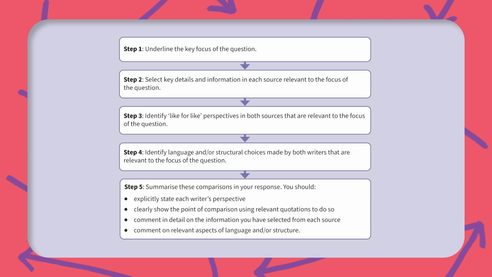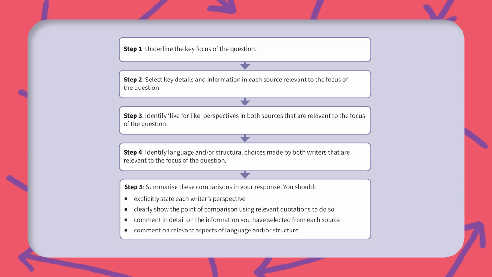Step 3, identify like-for-like perspectives in both sources. Make sure you're comparing sensible points. Step 4, also part of your planning. Don't forget to identify bits of language or structural features that the writers make that show their viewpoints.